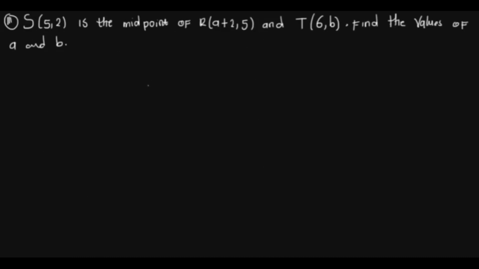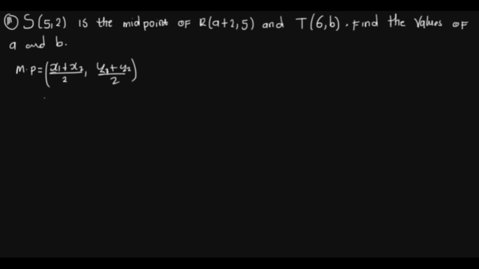Okay, now let's do a different one. This time we are going to find the values of A and B. Given the coordinates of the midpoint, S 5,2 is the midpoint of R, A plus 2,5, and T 6, B. So now here, let's first write the formula. So midpoint is equal to x1 plus x2 over 2, comma, y1 plus y2 over 2.